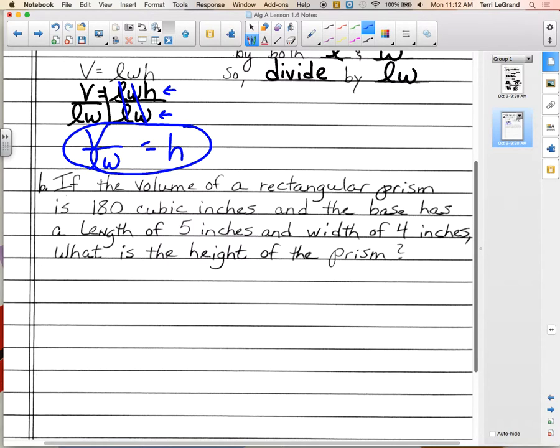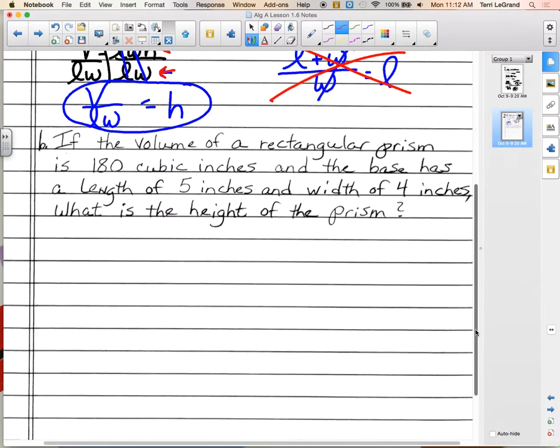Let me give you an example of a time you cannot. If this had been L plus W upstairs and W downstairs, I could not do that because there's an addition sign here. I could not do this and say this is L. Can't do that. So this is a big no, don't do that. We can only do it because we had multiplication up and multiplication down. We can get away with canceling like that. Okay?